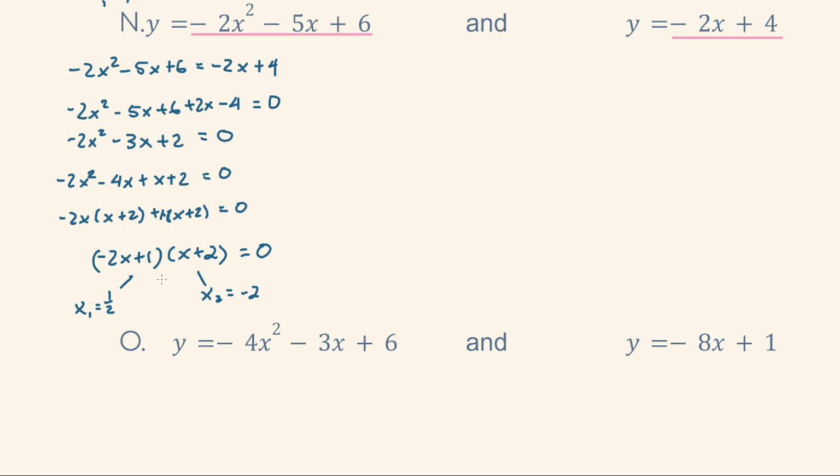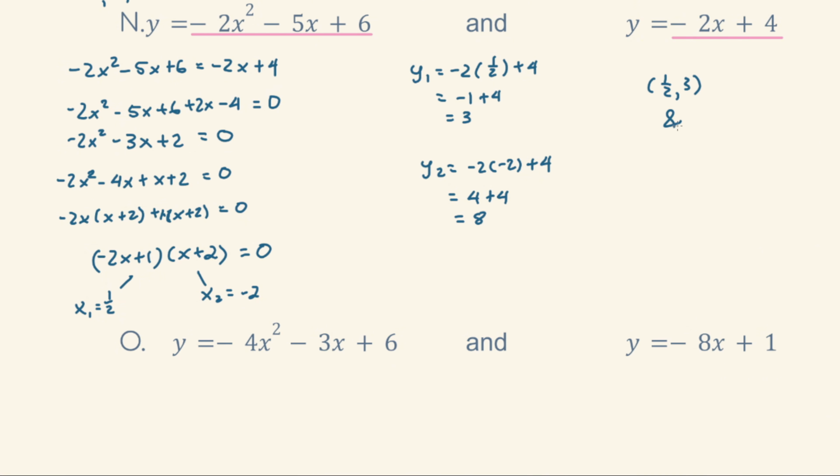So we have my two solutions for x here, but we still have to find out what y is. So let's plug these back into, let's say, this equation here, this right one. So y1 is equal to minus 2 times 1/2 plus 4. Okay, that's going to come out to minus 1 plus 4, or 3. Okay, and y2 is equal to minus 2 times minus 2 plus 4. That's going to be positive 4 plus 4, and that's equal to 8. So my first solution then is 1/2, 3, and my second solution is minus 2 and 8.